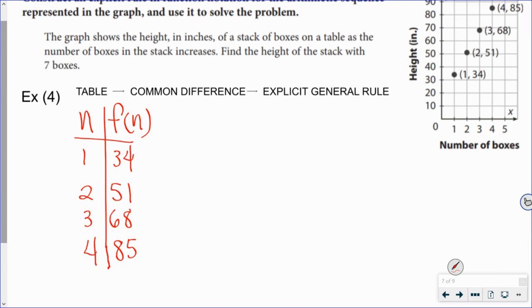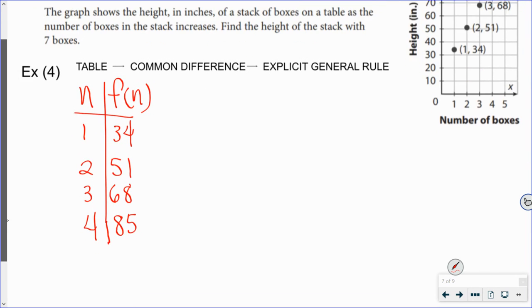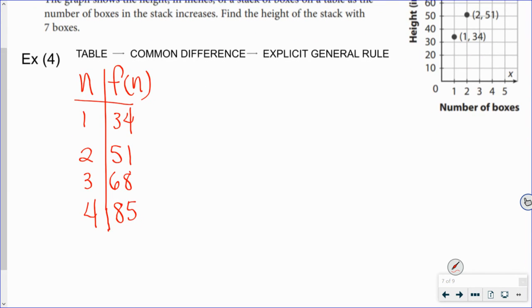I appreciate it. Okay, so I've got my chart, right? I've created a table. And then I need to next find the common difference. So, you know, what's the common difference between 34 and 51? 17? Sounds right to me. I didn't subtract it. Everybody agree with that? Yeah. All right. So the common difference then is 17.